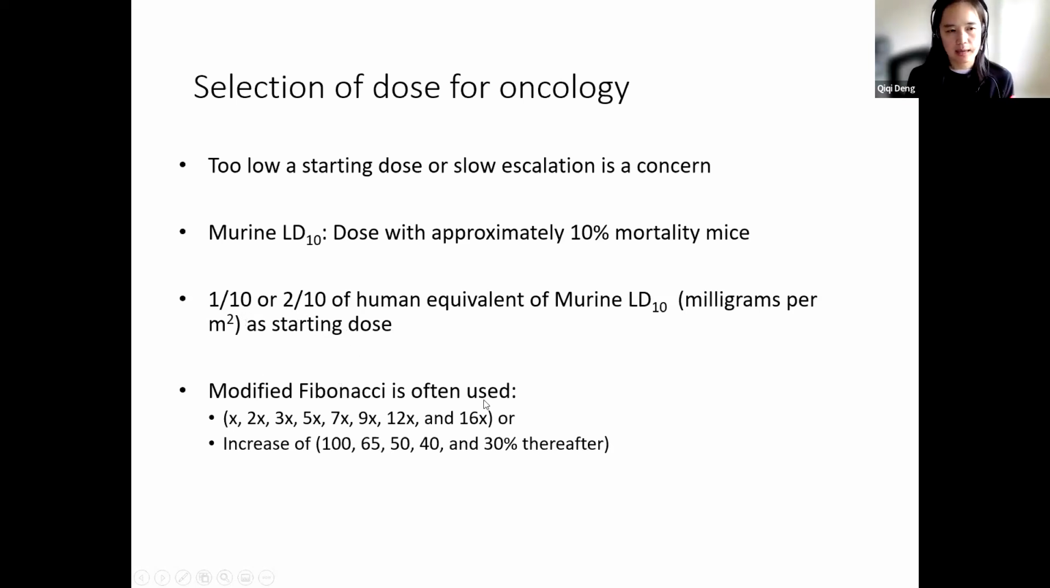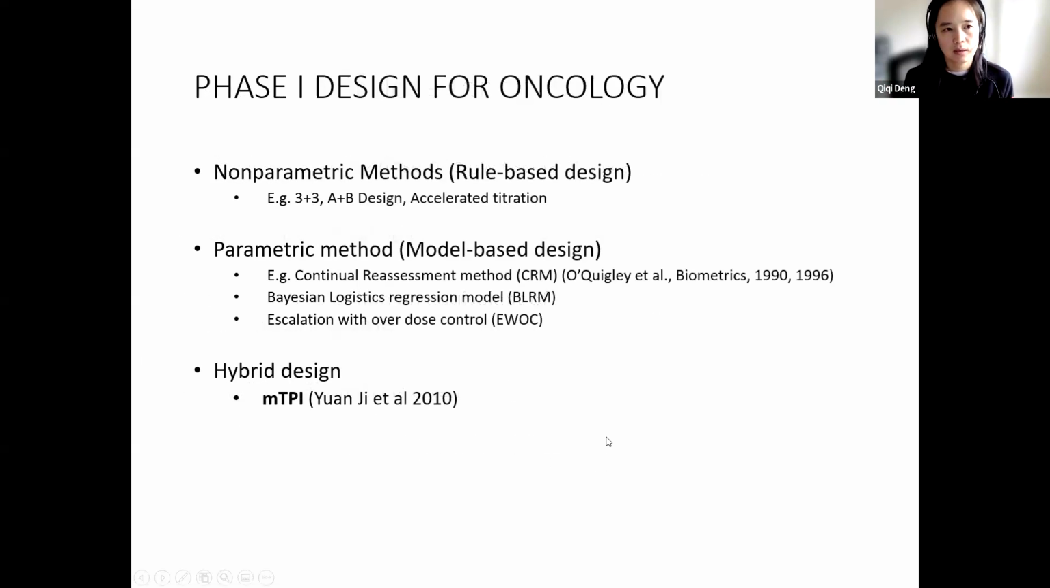And then when you do the escalation, usually at the beginning, you escalate a little bit more aggressively, but when you reach a higher dose, you're going to become more and more conservative. Therefore, the modified Fibonacci is usually used in terms of defining the dose sequencing. And there are a lot of statistical designs that help with that. Traditionally, there are 3+3, and then later on, there are parametric models or hybrid models. So the different models really help you to increase the chance of finding the right dose.